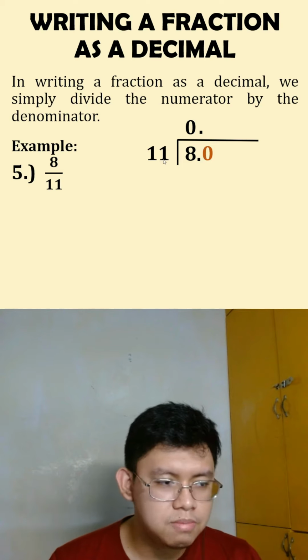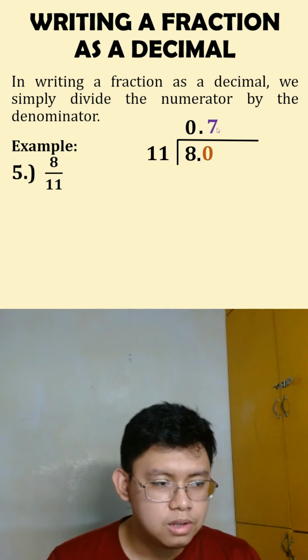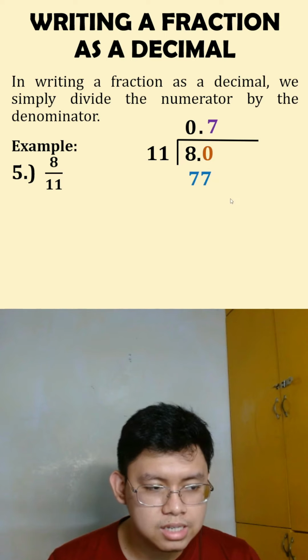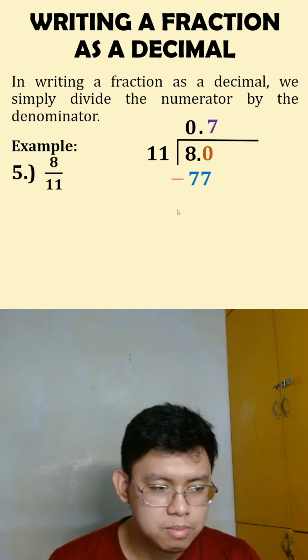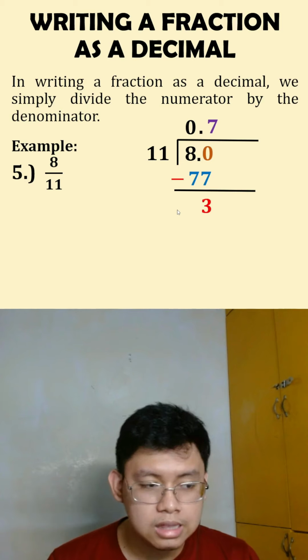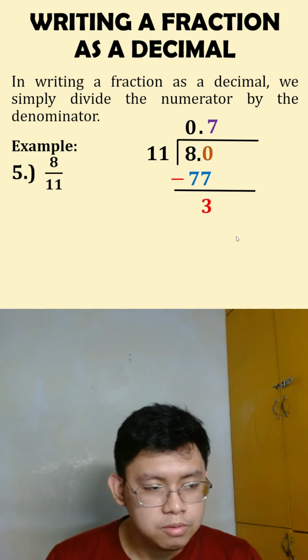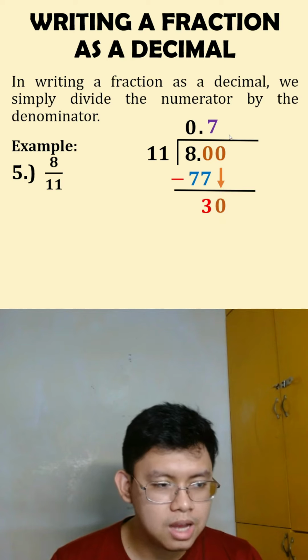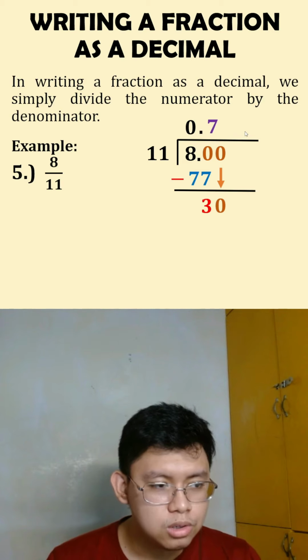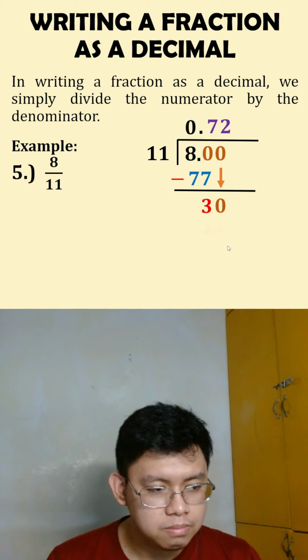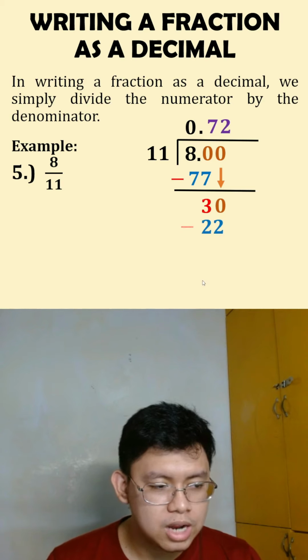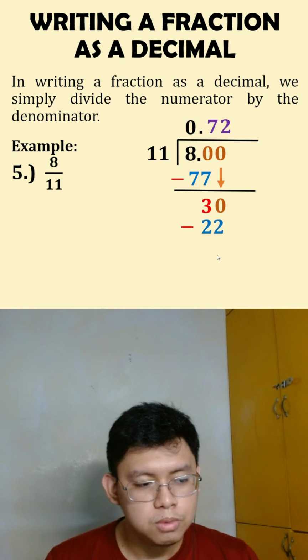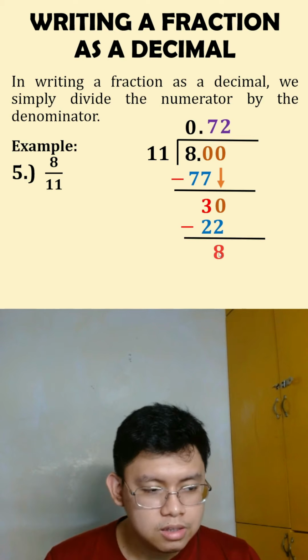So, 80 divided by 11 is 7. So, 7 times 11 is 77. Subtract natin siya from 80. That will give us 3. Now, dagdag ulit tayo ng panibagong 0. So, 0, bring down natin dito. 30 divided by 11, ang pinakamalapit is 22. So, we will have 2 times 11. That will be 22. So, subtract natin. 30 minus 22, that will be 8.